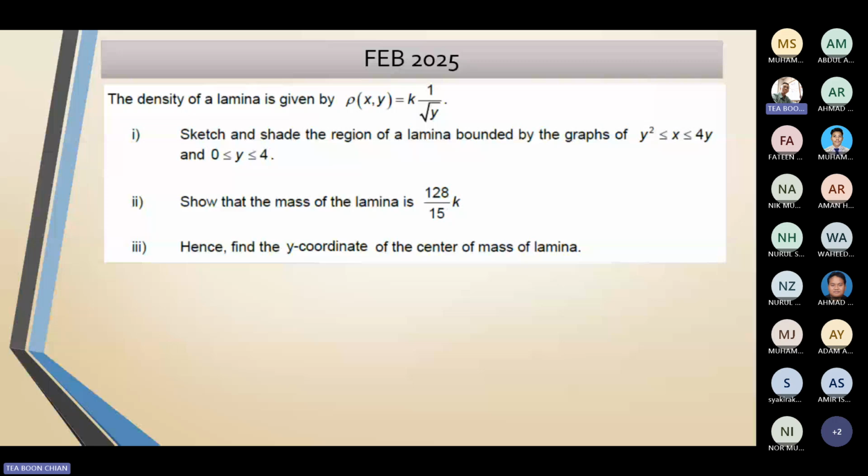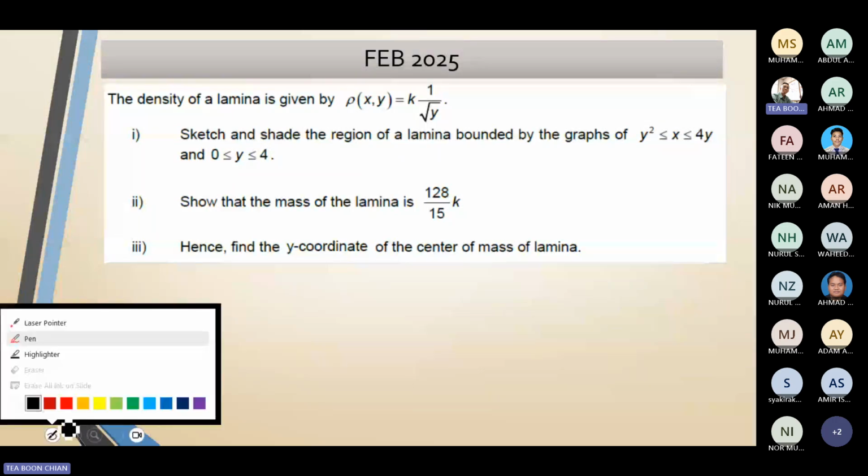Okay, sometimes the question may ask you to sketch the graph. Well, this is doable because we are still in two variable x and y cases. Second question, show that the mass of lamina is 128 over 15k. And next, find the y coordinate for the center of the mass of lamina.